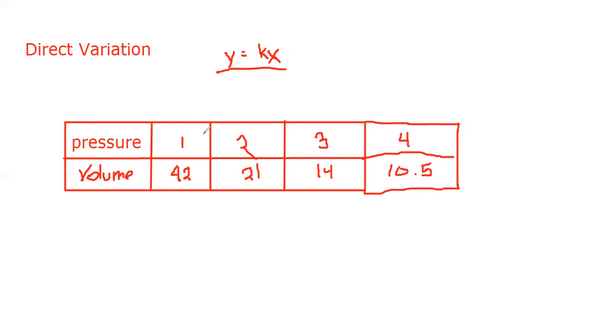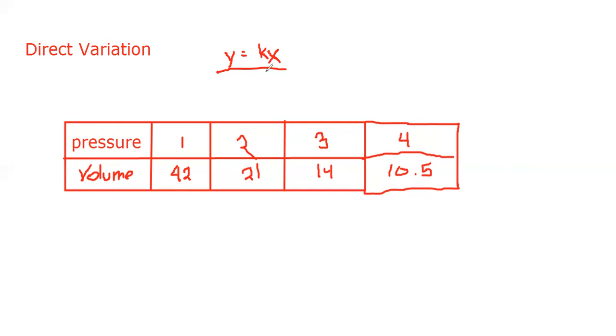Gaya nga sabi ko kanina, kapag direct variation, pag tumaas yung isa, tumataas din yung isa. So, nakikita natin 42, 21, 14, and 10.5, pabawas siya, diba? Yung isa pataas, tapos ang volume natin pababa ng pababa. Sabihin na natin na maybe na constant niya is negative. Then ang pressure natin is 1, 2, 3, and 4.